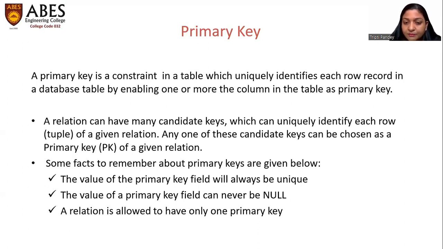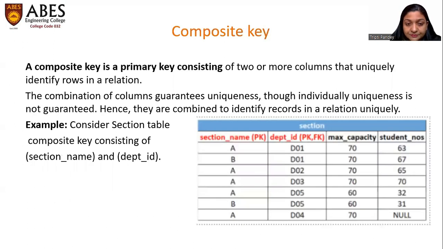Second, it can never be null. And third, a relation can have only one primary key.